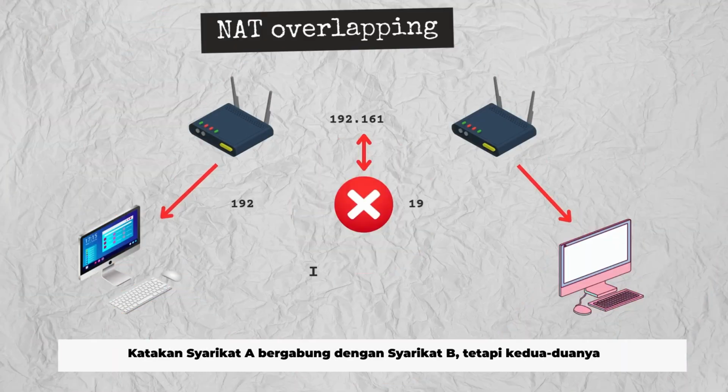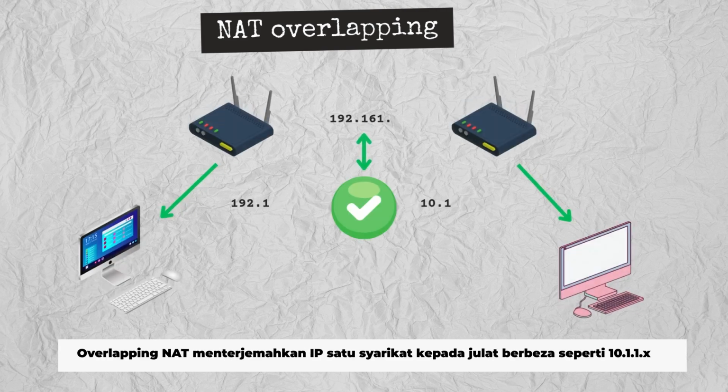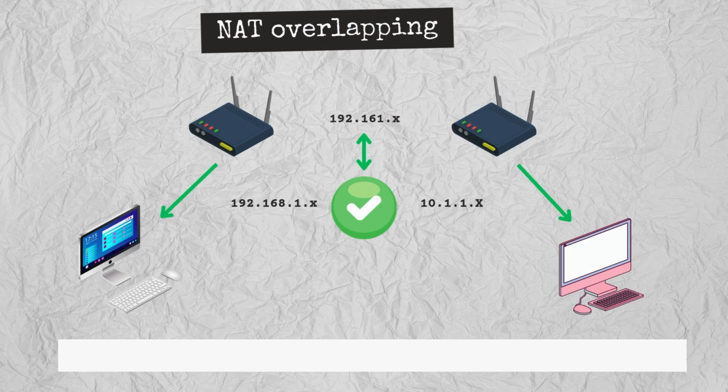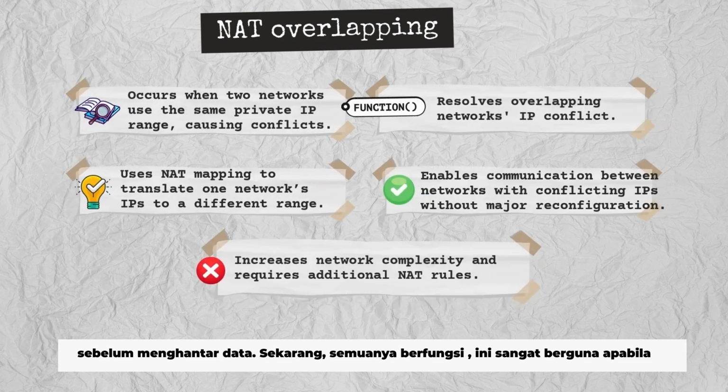Let's say company A merges with company B, but both use 192.168.1.x for their internal devices' IP. If they try to connect, their networks get confused. To fix this, overlapping NAT translates one company's IP into a different range, like 10.1.1.x, before sending the data, so everything works smoothly.